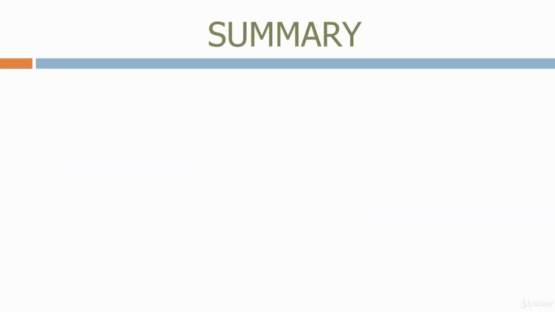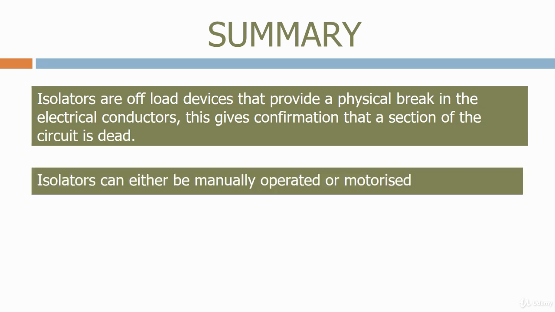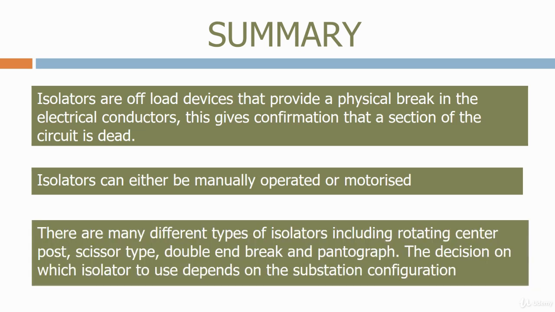Let's summarise what we've learned today. Isolators are off-load devices that provide a physical break in the electrical conductors. This gives confirmation that a section of the circuit is dead. Isolators can either be manually operated or motorized. There are many different types of isolators, including rotating centre post, scissor type, double end break, and pantograph. The decision on which isolator to use depends on the substation configuration.